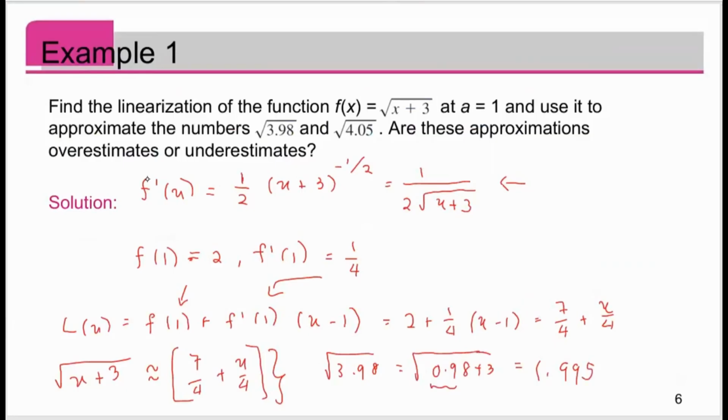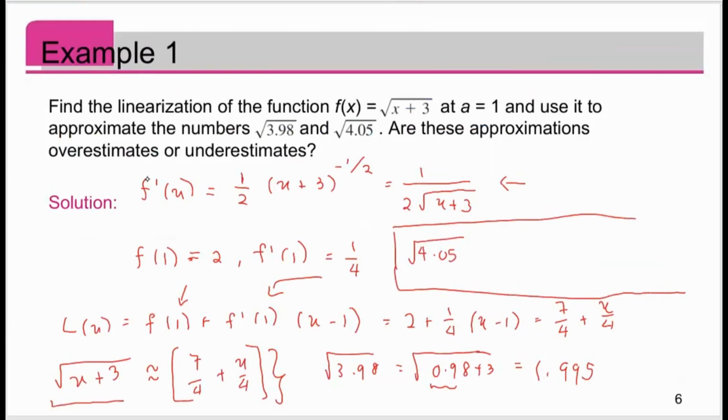All right, and then you can repeat the same process for the square root of 4.05, and then you translate it into this form to check what is the value of x. So you have the square root of x plus 3, that is 1.05 plus 3. And you do the same thing here, and then you are going to get that the value here is 2.0125.